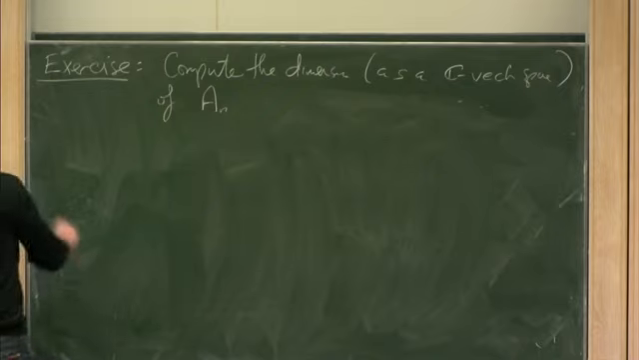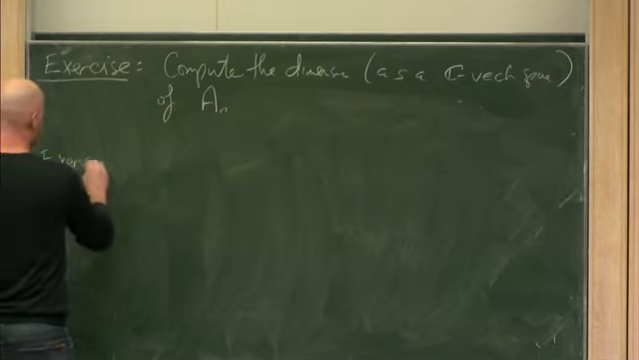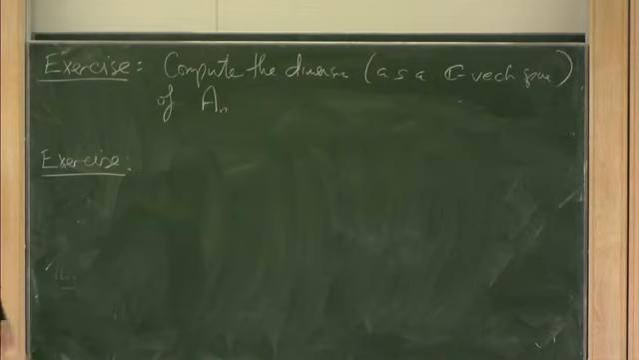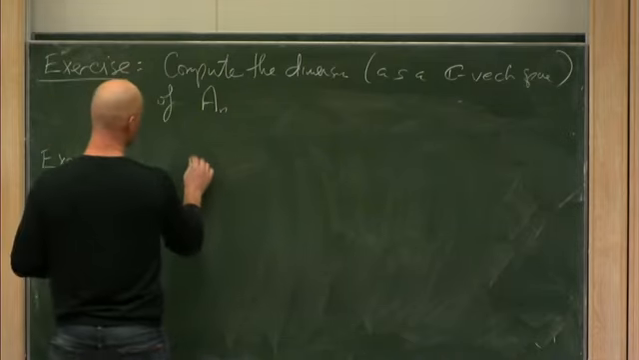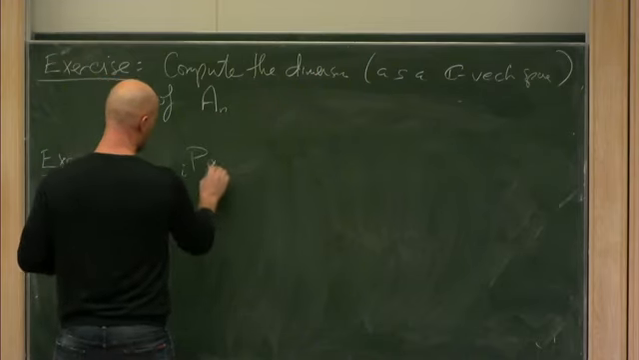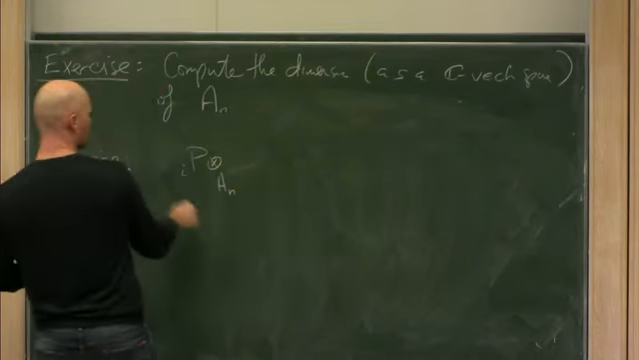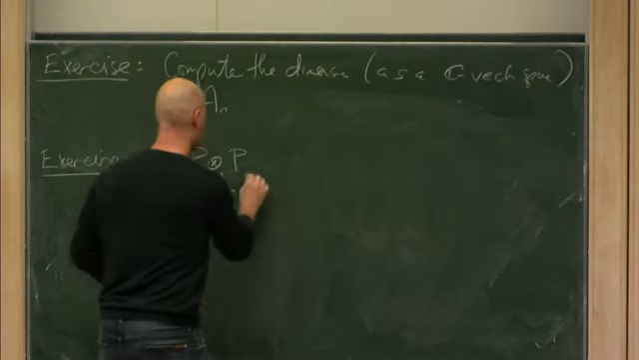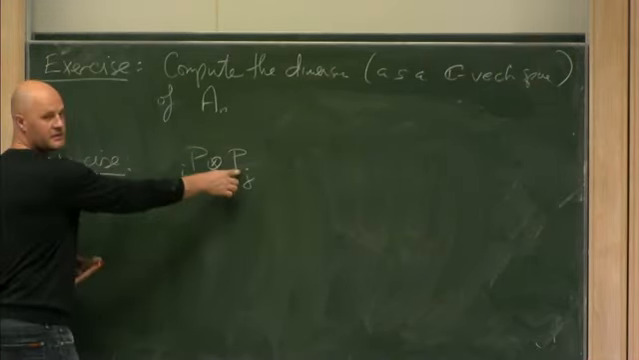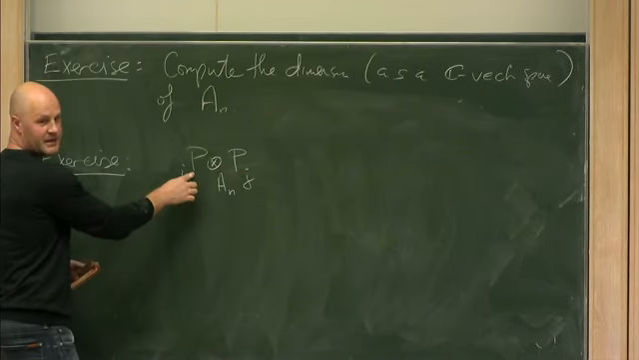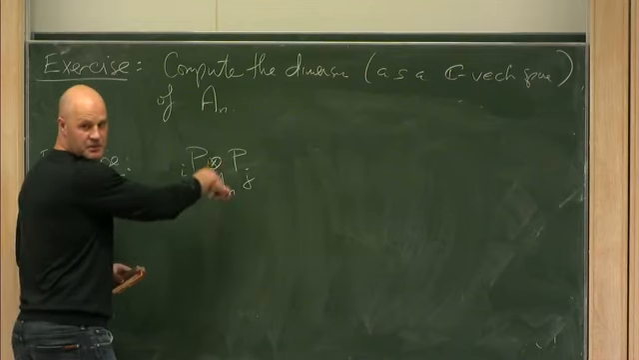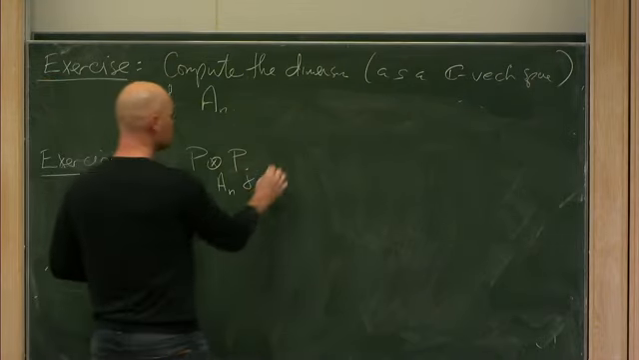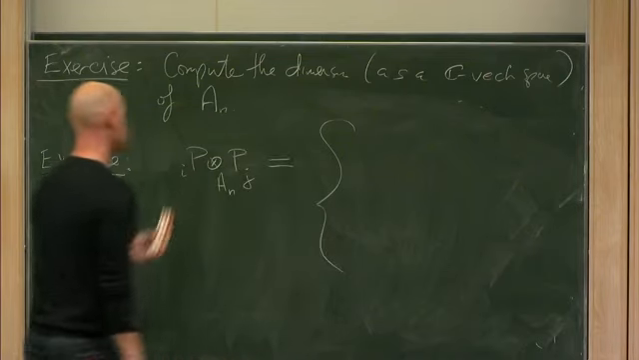Okay, and here's one more exercise. This we won't really use. It's just a way to familiarize yourself with the algebra a little bit. So the exercise is to compute this vector space. Here, P_j is a left A module, P_i is a right A module, so you can tensor them over A. So this is just a vector space. So what vector space is this? Well, it depends on i and j.